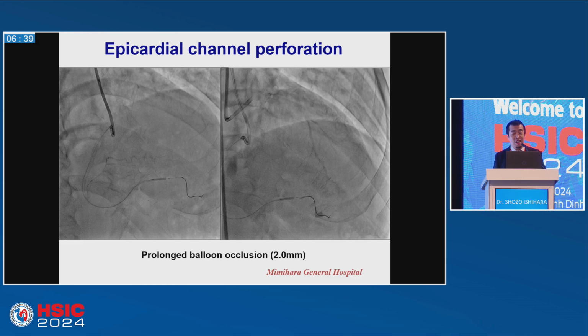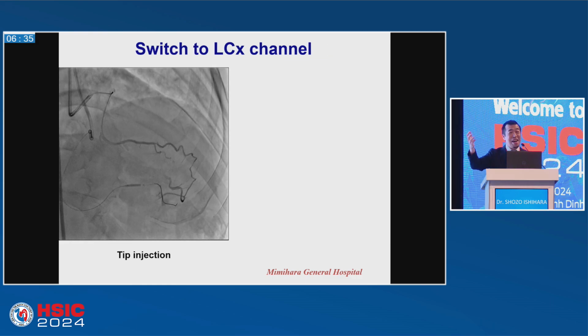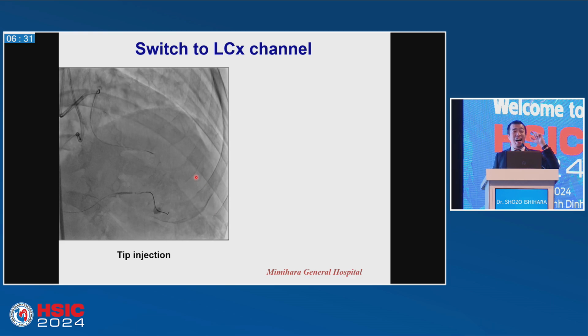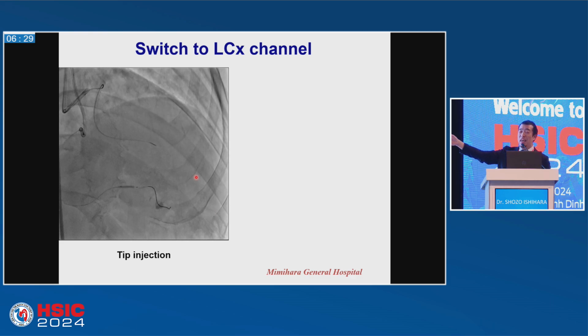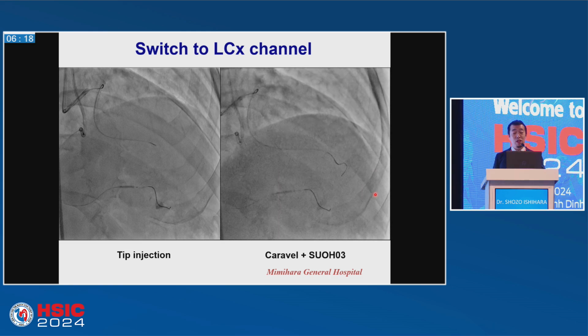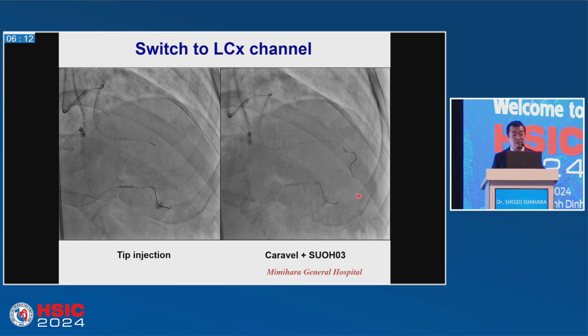At this timing, the operator changed from the young doctor to me. We gave up using this RCA channel, and I started the retrograde approach from the circumflex channel like this. And fortunately, the SION blue guide wire crossed the very tiny and bent channel like this.